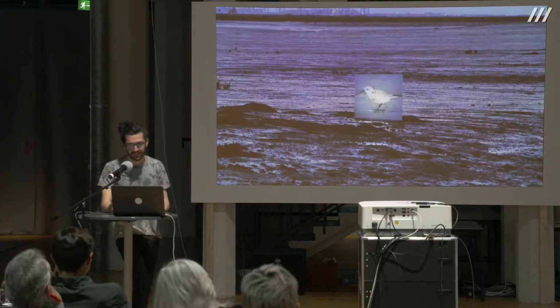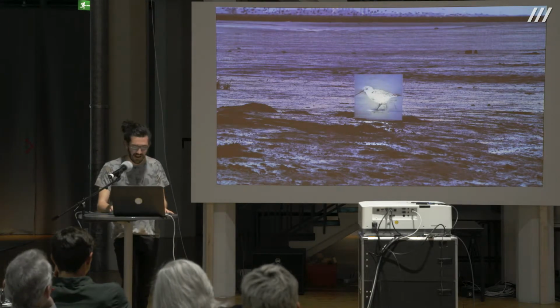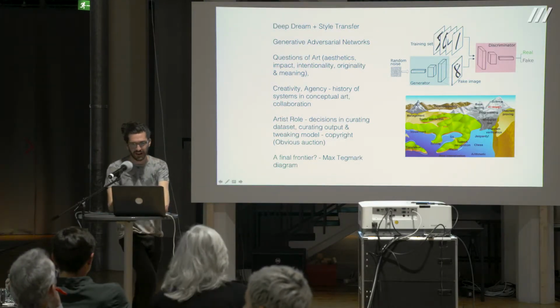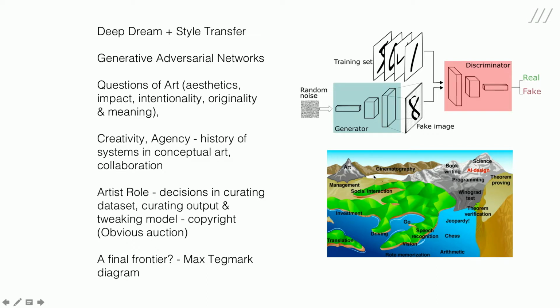So I guess with all of this, it's interesting to consider what the artist's role is when using these algorithms. I'm thinking there's a wonderful diagram here of Max Tegmark, where he's put the different roles that humans are going to be capable of, or that algorithms will be doing in the future. I guess we're kind of up to Go at the moment, speech recognition and chess. He's put art on a little mountain there, which I quite like.